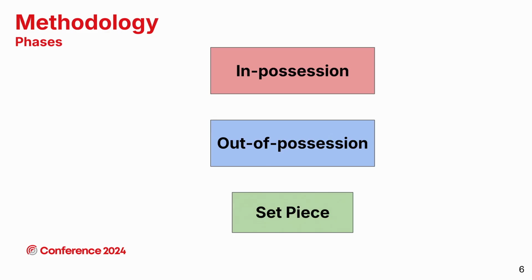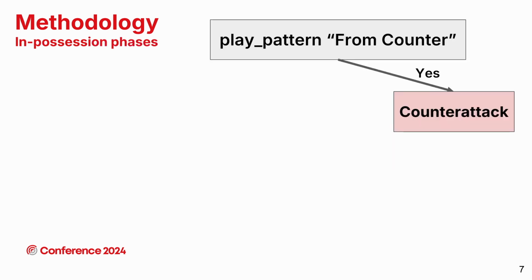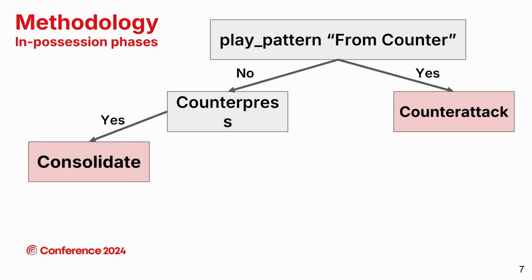So now, talking about our phases definitions, we detected 3 main areas, being in possession, out of possession, and set pieces. And in the next few slides, we are going to divide each into their subphases. So starting off with in possession phases, we firstly define counterattack as entirely dependent on StatsBomb's event data. So if the play pattern is from counter, then an in-possession team is in a counterattack in-possession phase.